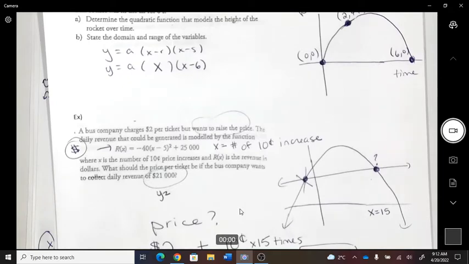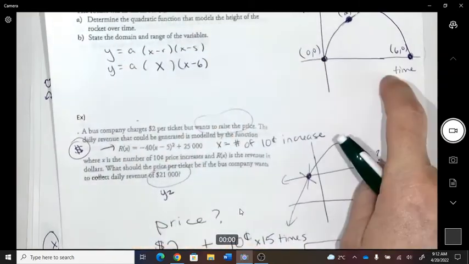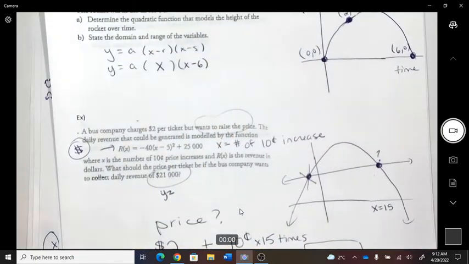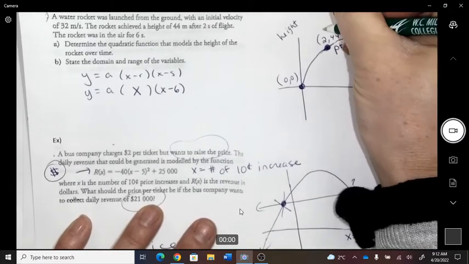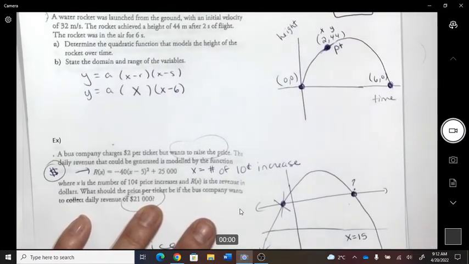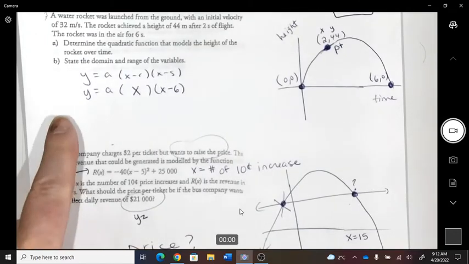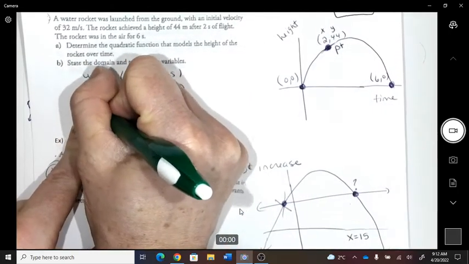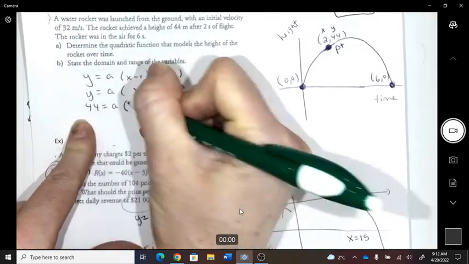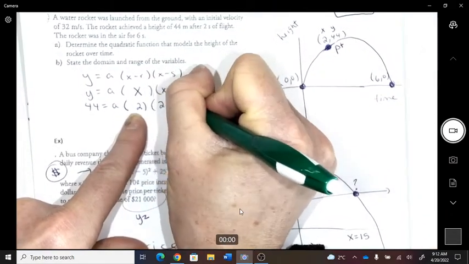Okay, now I would like to figure out what the slope is. I can tell that it's going to be negative. And I'm going to use this point and plug it in to the x and y, and then I'll figure out my a. So y is going to get replaced with 44. X is going to get replaced with a 2.